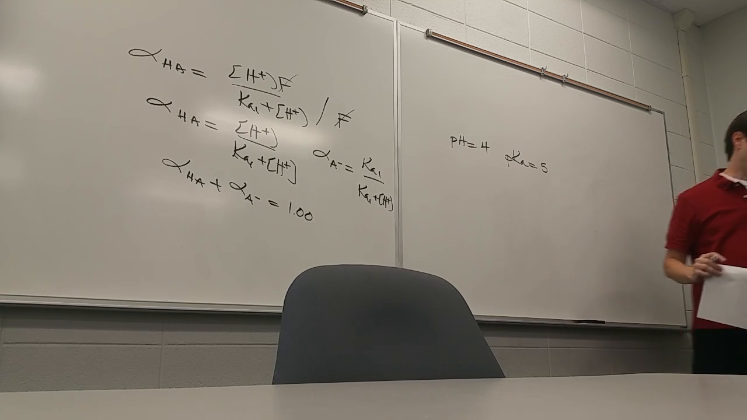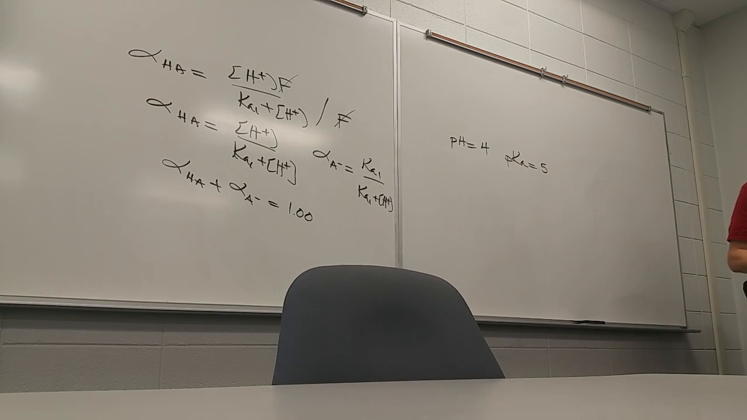So let's go back to our little graph here. We're saying that the value here of pKa is 5 and the pH is 4. So it's definitely more acidic than what the pKa would prescribe, and so we're going to have a larger amount of HA than A minus. But actually, let's figure out what those numbers are.